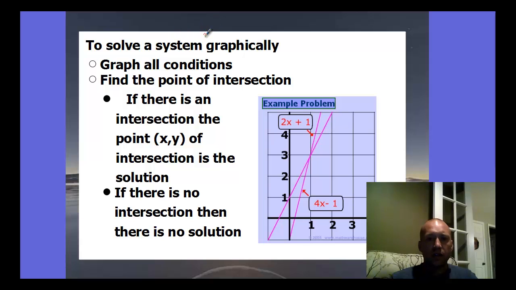Looking for solutions graphically, and this is really what 3.1 is looking at. To solve graphically, you just graph all the conditions, all the equations, using our knowledge from Chapter 2, and then you're going to find the point of intersection. The point of intersection is the xy value that makes all the equations true. So for this example here, this point where the two lines intersect has an x value right here and a y value that makes both these equations true because it's on the line for both equations. If there's no intersection, then there is no solution, and that would occur for parallel lines, and so we'll talk about that later on.